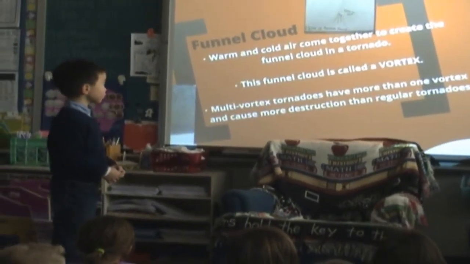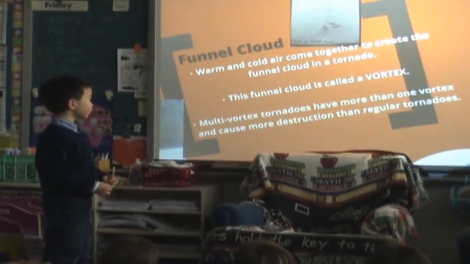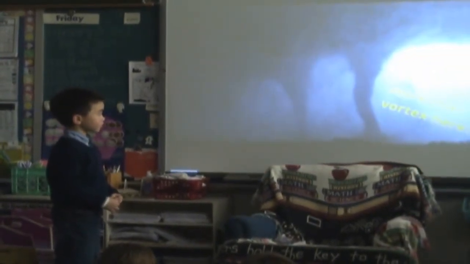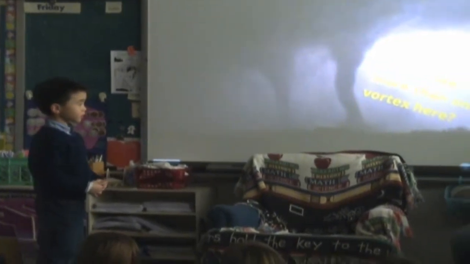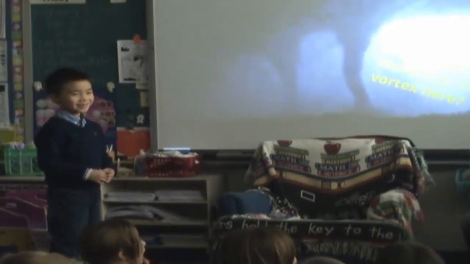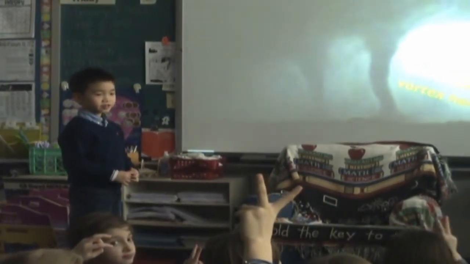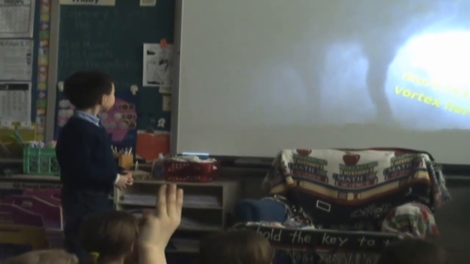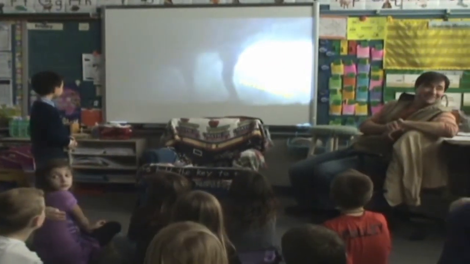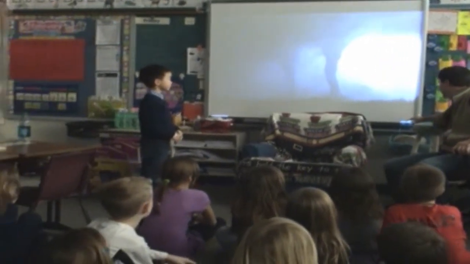Warm and cool air come together to create the funnel cloud. This funnel cloud is called a vortex. Multi-vortex tornadoes have more than one vortex and cause more destruction than regular tornadoes. Do you see more than one vortex here? Do you think this tornado will cause a lot of damage? How many do you see? How many vortices? Does anybody see 3? I can't remember if this one had 2 or 3 vortices. It's like vertex, vertices, vortices. Very powerful. Cause a lot of damage.